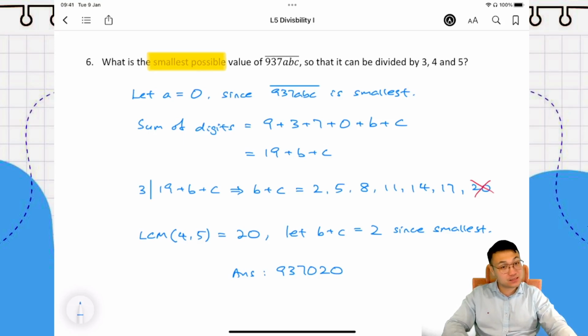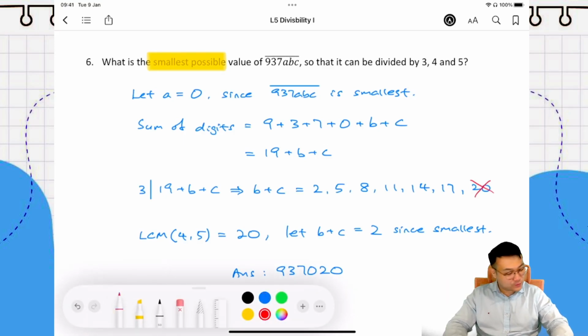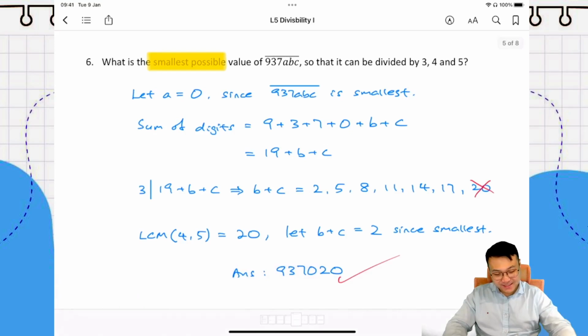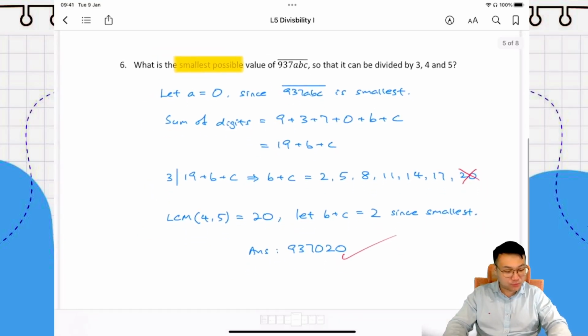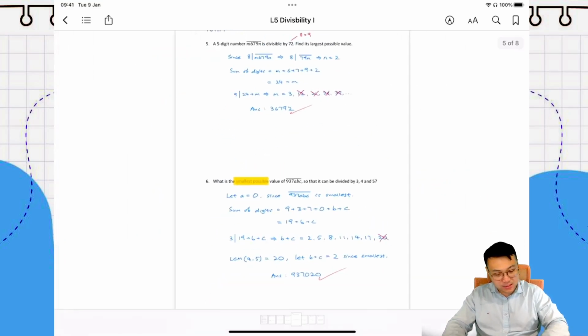So students, there are different ways of solving. You can start from letter C if you want. But just make sure that your logic is solid. Then it is proven, backed up by proof. Don't just guess. Don't just guess.